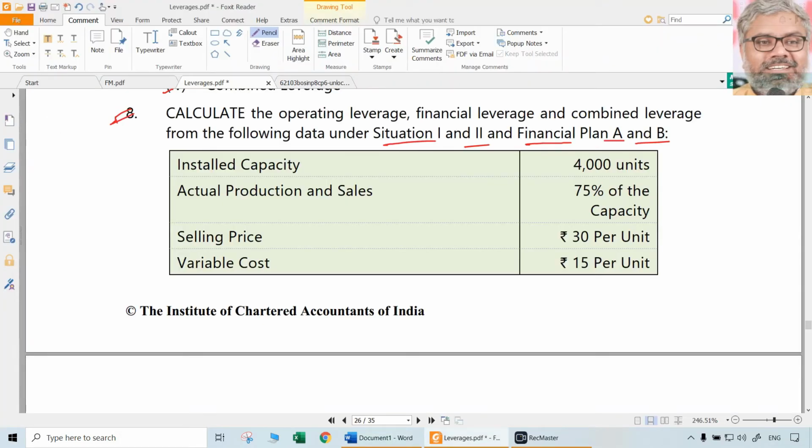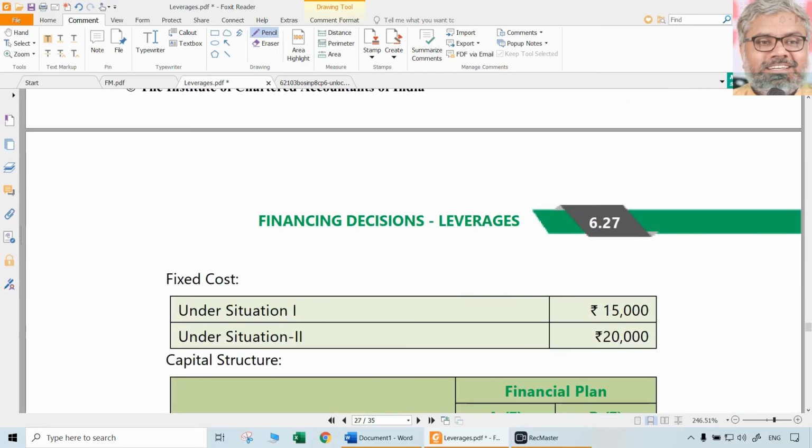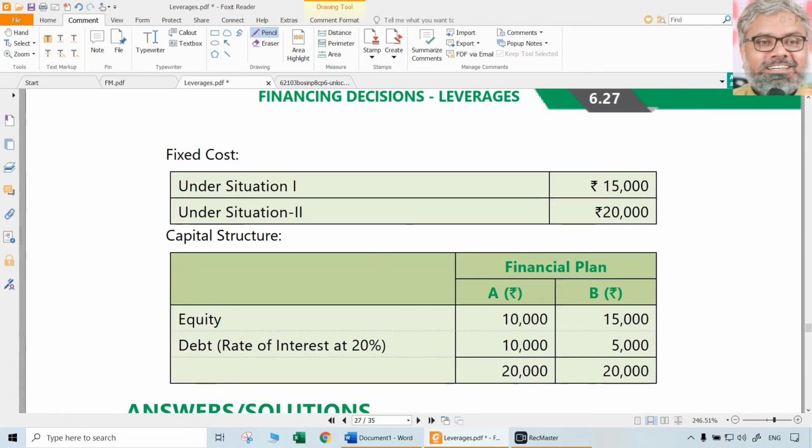Look at the data available first of all. Installed capacity is 4,000 units. Actual production and sales is 75% of the capacity. 3/4 means naturally 3,000 units. That is the first thing. Selling price 30, variable cost 15. So naturally contribution per unit is going to be 15 rupees. Total contribution, by direct calculation, is 3,000 into 15, that is 45,000 rupees. So we have got the contribution. Of course, we don't show it like this. In the examination, you have to show it separately for computational purposes, with a working notes type presentation.